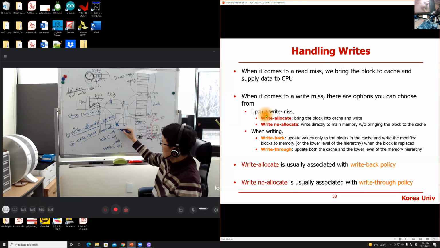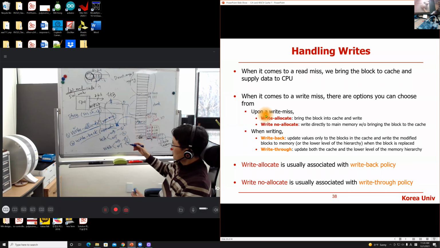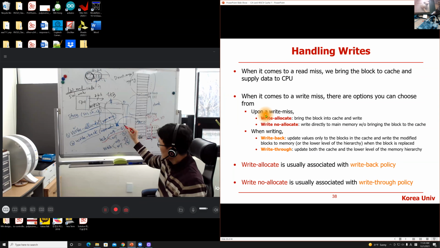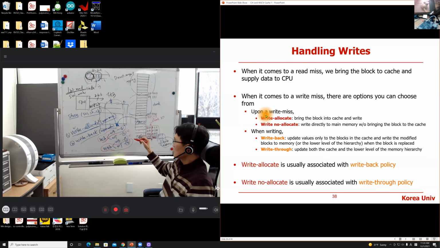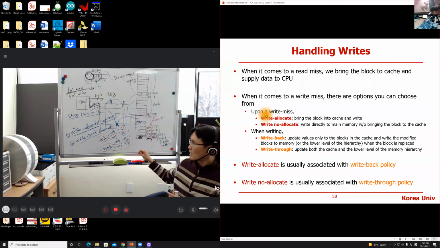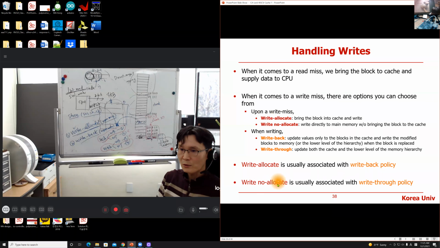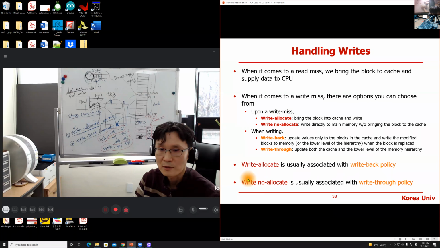So four different combinations. But in reality, two combinations are mostly used: allocation with write back, and write no allocation with write through. Those are typically used. The other two are not used in reality. So let me explain these two combinations with an example.